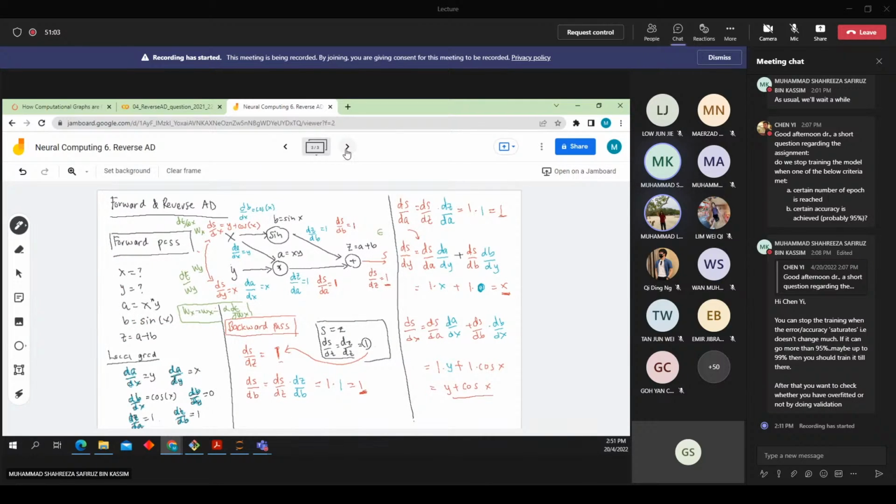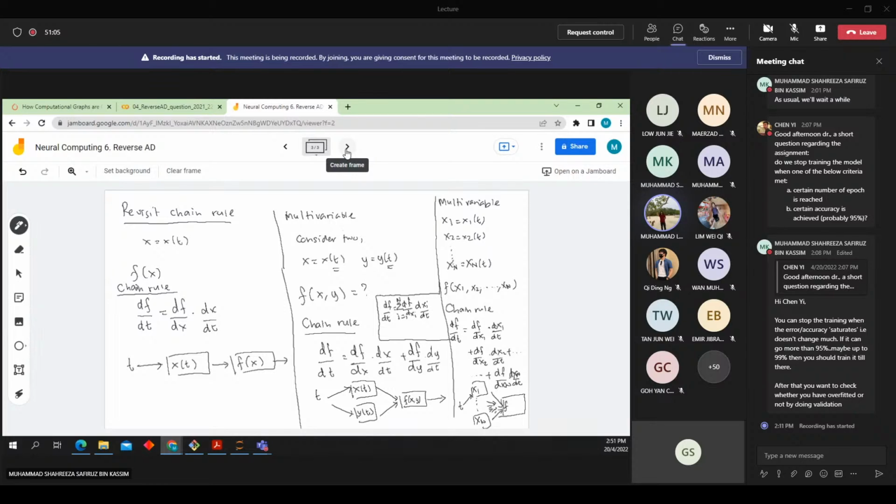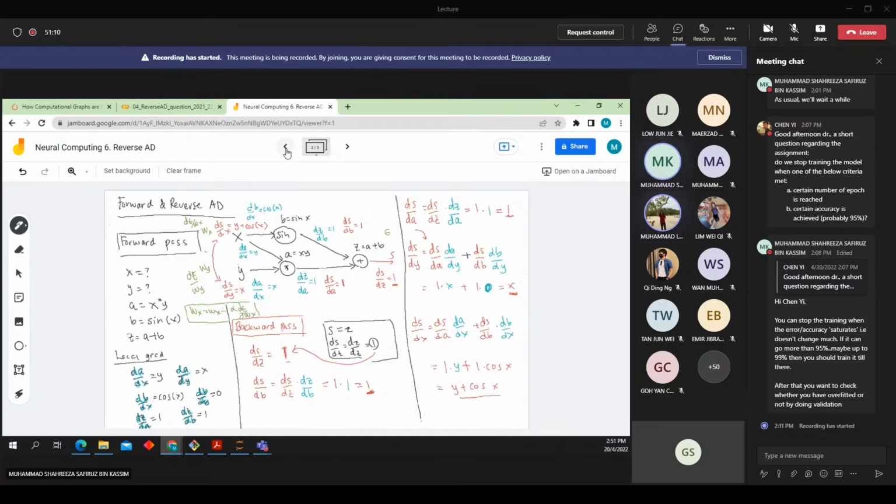Doctor, can you go back to slide 2? This one. Yes. Because we calculate ds over dy, right? But dx, the problem is dy. ds over dy, the one you wrote on the right side, ds over dy. Okay, equals ds over dA over dy.